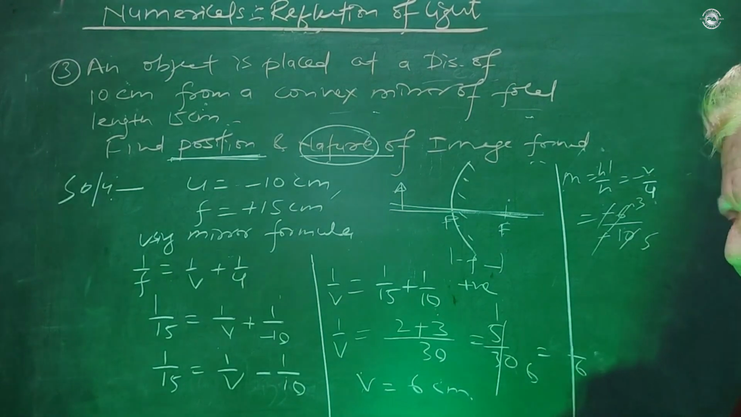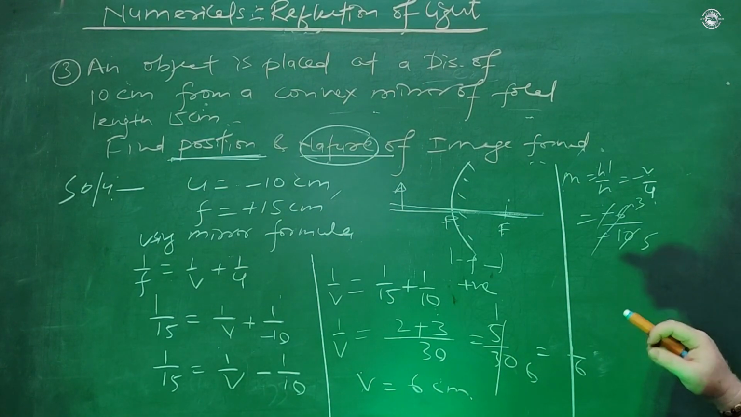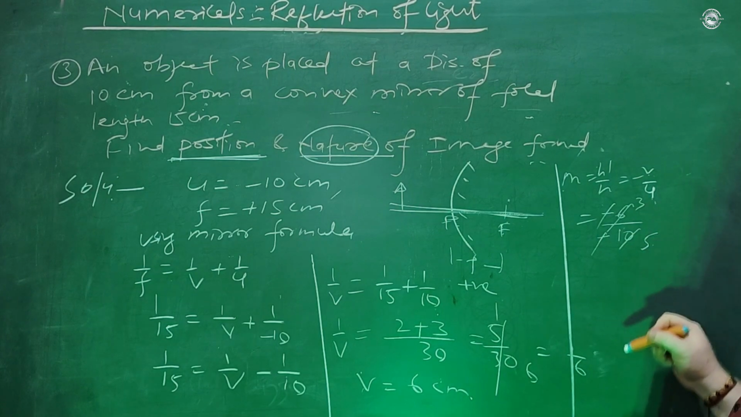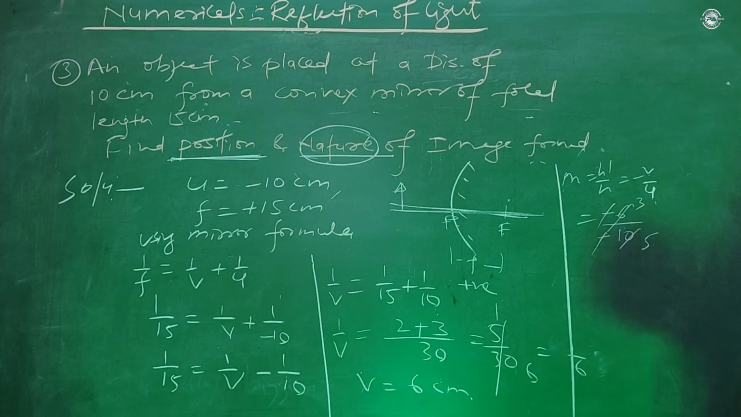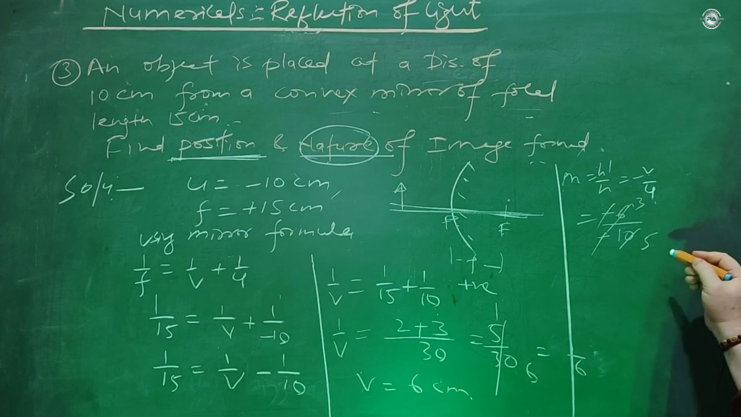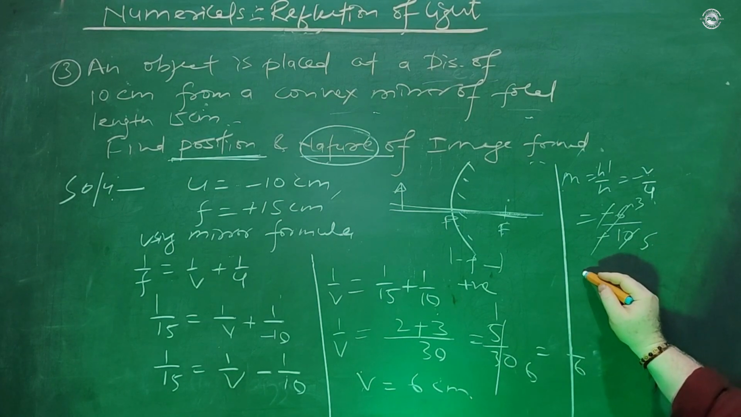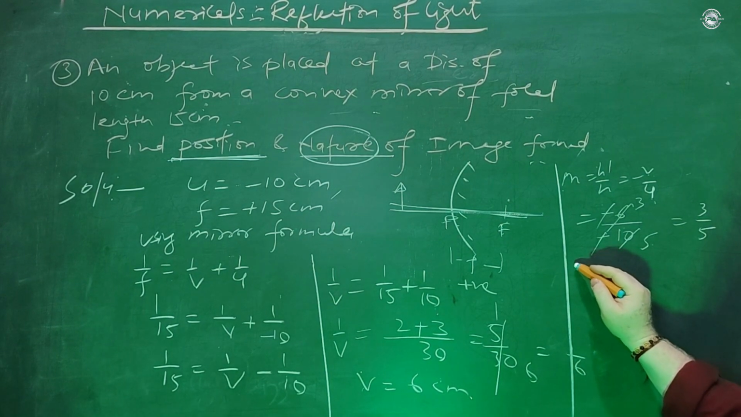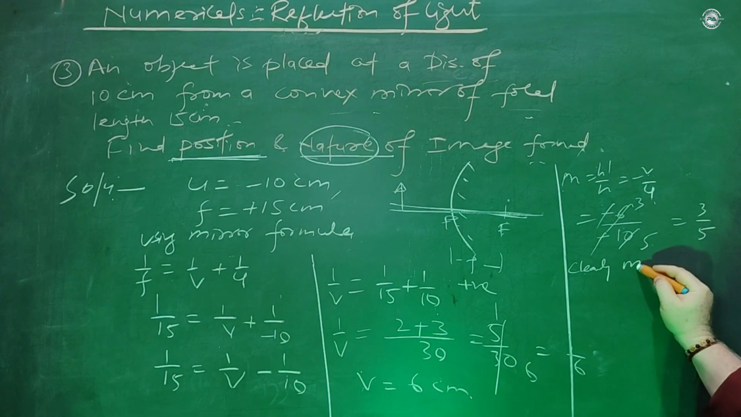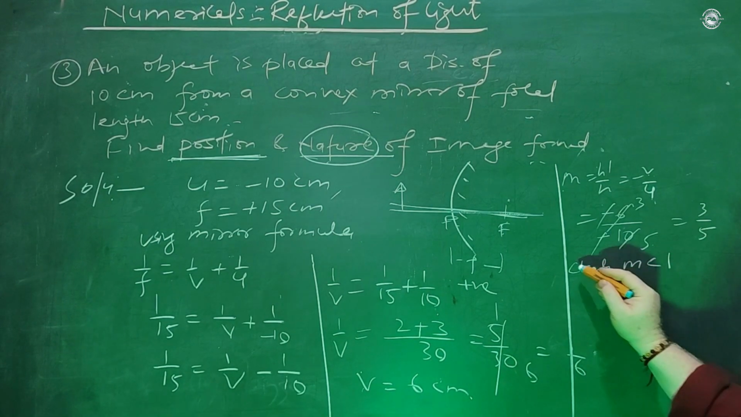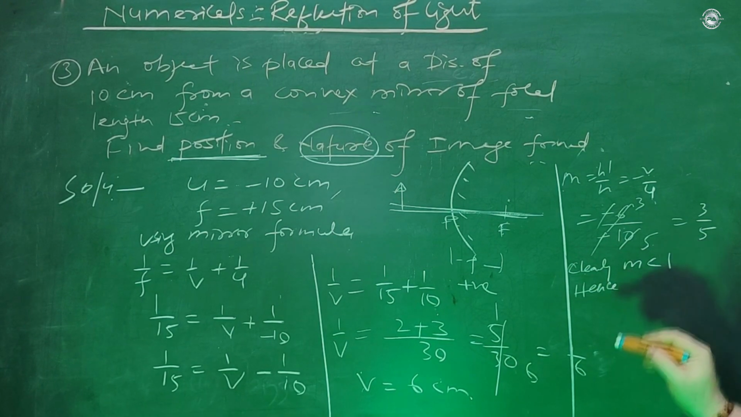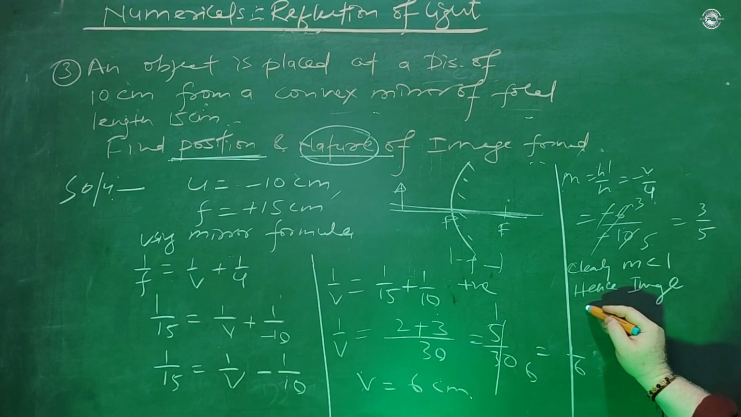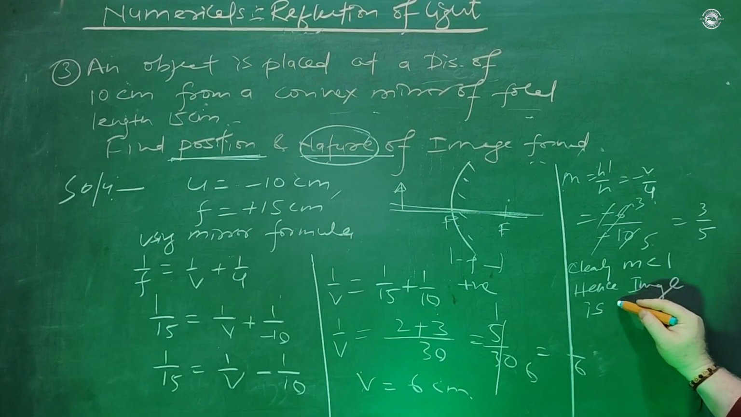So what do you think? Is it more than 1 or less than 1? 3 by 5 means 0.6, that is less than 1. So m is equal to 3 by 5, that means m is less than 1. So the image formed is, of course, virtual.